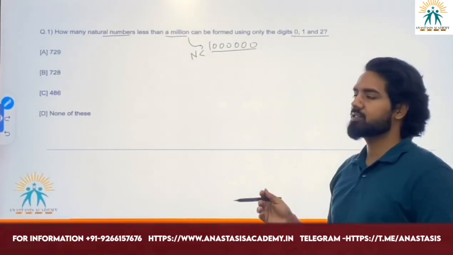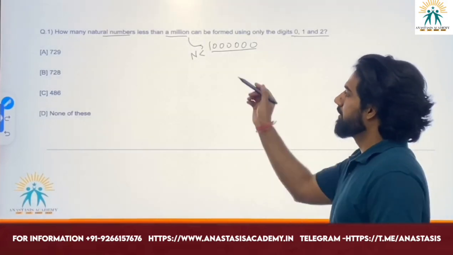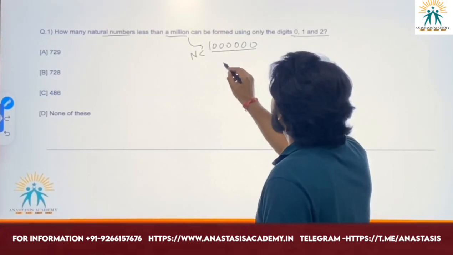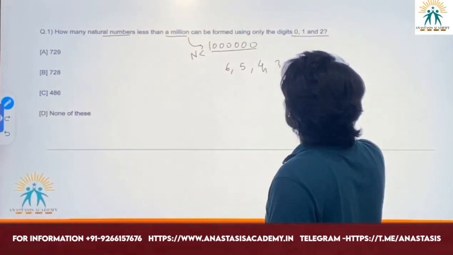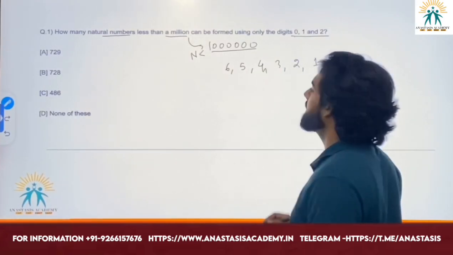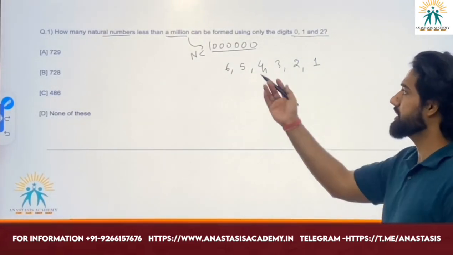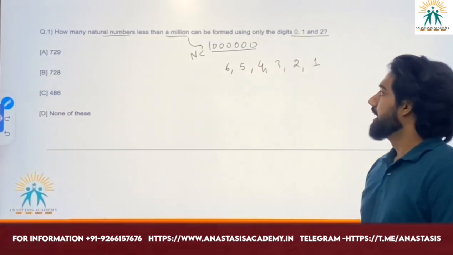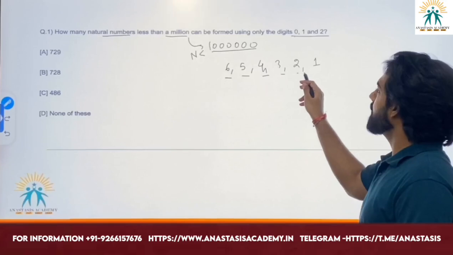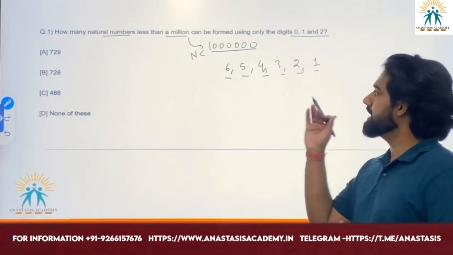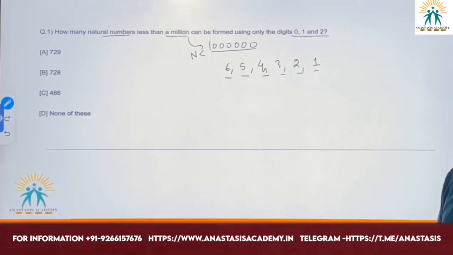So all the natural numbers will be of 6 digits or 5 digit, 4 digit, 3 digit, 2 digit and 1 digit numbers. All the natural numbers which are less than 10 lakh would be of 6 digit, 5 digit, 4, 3, 2 or 1 digits. These many numbers are possible.